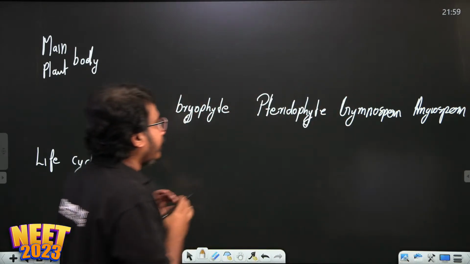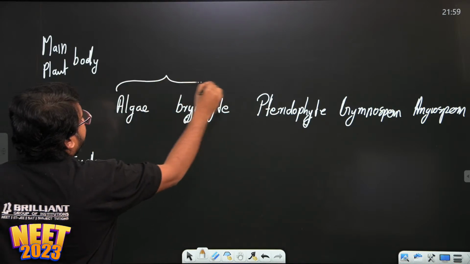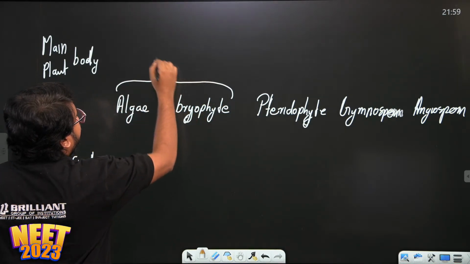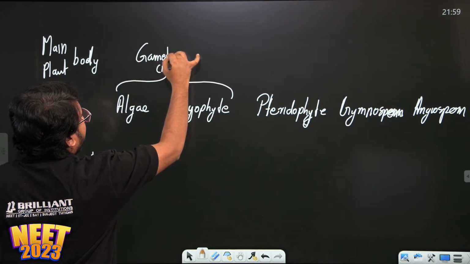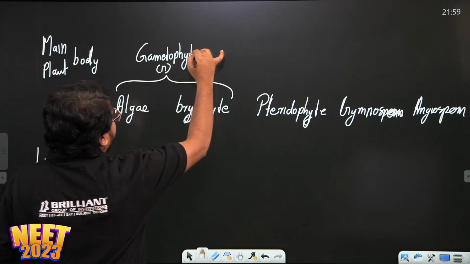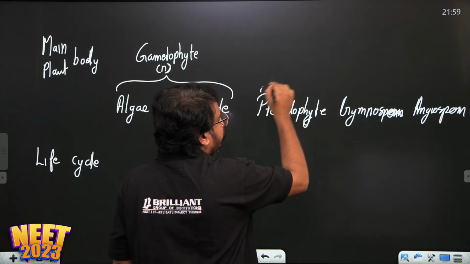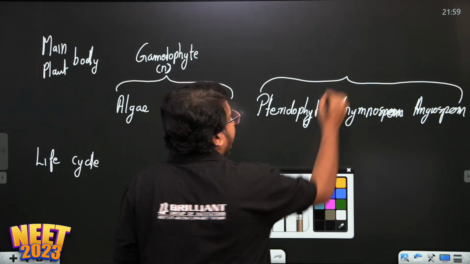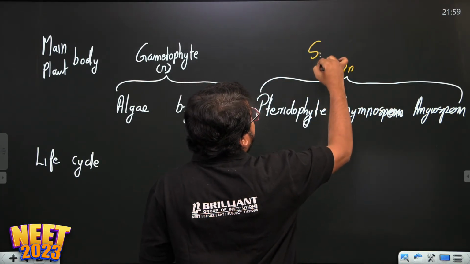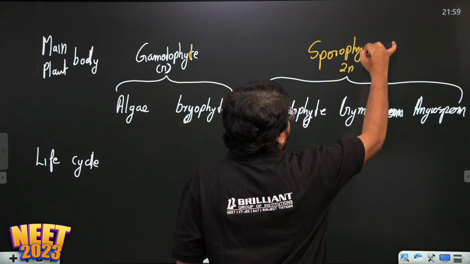So whenever you are learning this, understand in algae and Bryophyte, the main plant body is haploid and they produce gametes. We can write it as gametophyte. Whereas in pteridophyte, Gymnosperm or Angiosperm, if you take the main plant body, you can see it is diploid. So the main plant body is sporophyte.